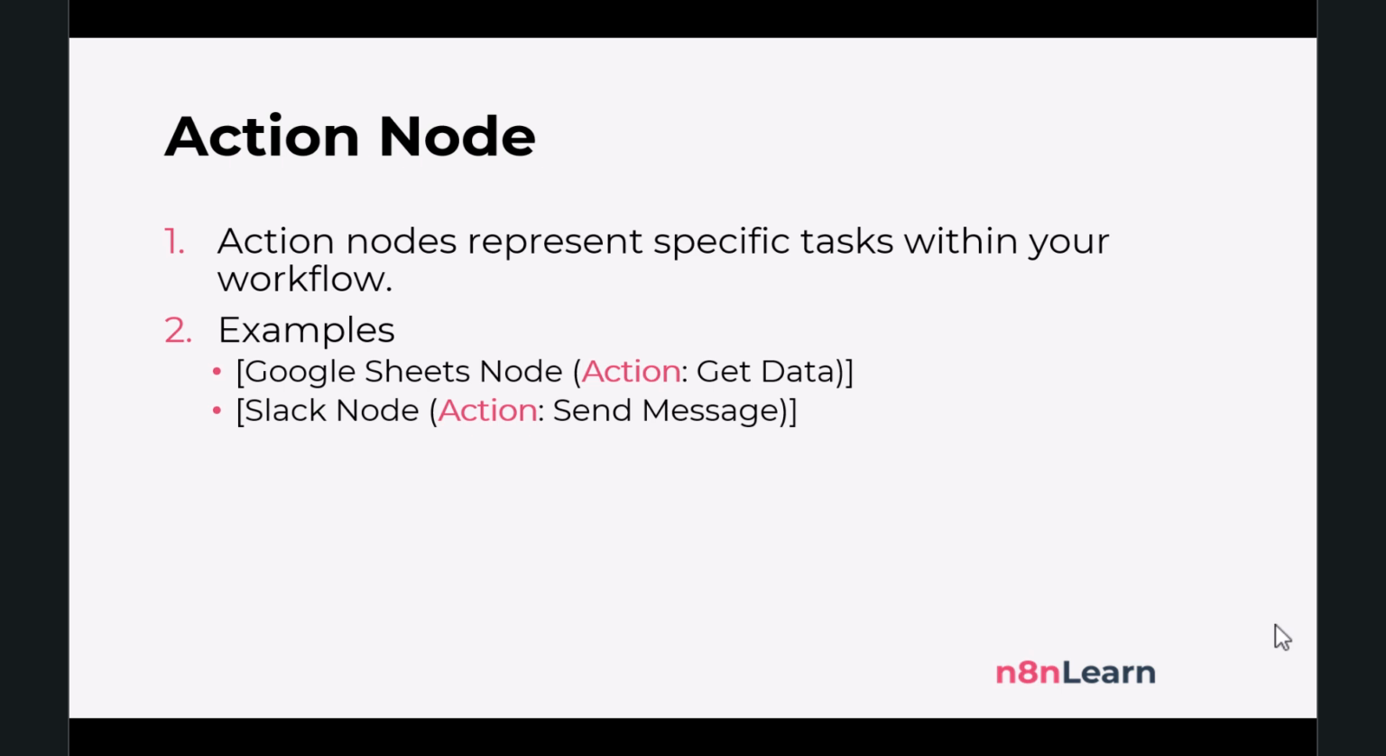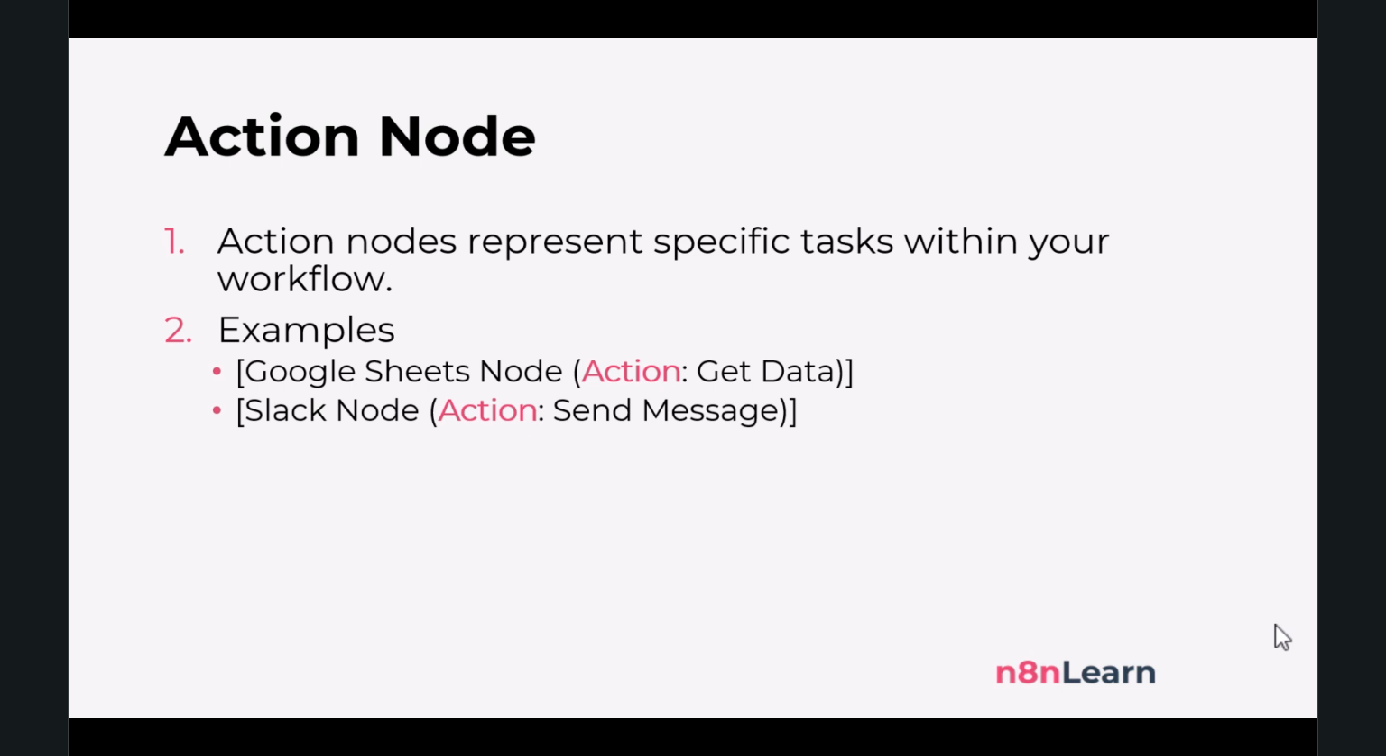So a typical workflow, for example, will have a trigger followed by a series of action nodes. So for example, you'll have the schedule trigger, which starts the flow, which then tells the Google Sheets action node to get some data, which then passes that data to the Slack action node to send a message.